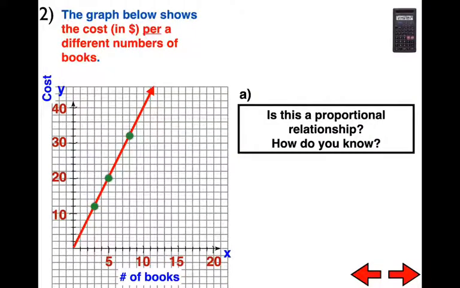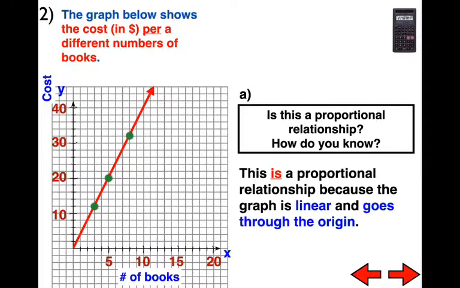Okay, let's take a look at number 2. Number 2, the graph below shows the cost in dollars per a different number of books. And you can see that in the graph that's right below that. Okay, first question, part A. Is this a proportional relationship? How do you know? Of course, it is a proportional relationship because we have a line and it goes through the origin. In other words, it's linear. Remember, linear just means we have a graph that is a line, and it goes through the origin.